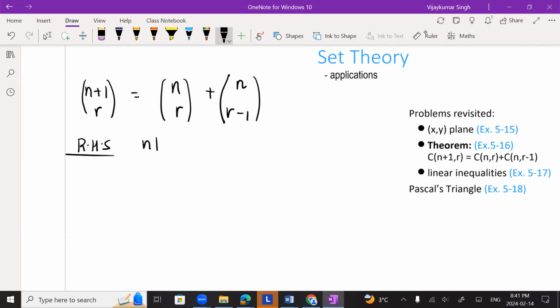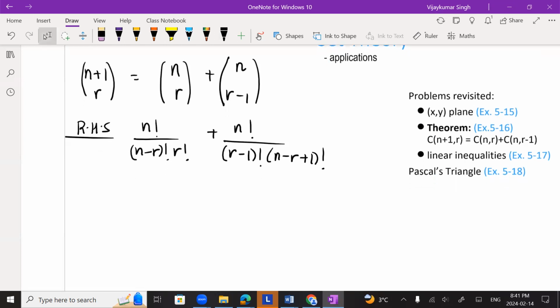So n choose r, what is the formula? n factorial divided by r factorial times n minus r factorial, plus n factorial divided by r minus 1 factorial times n minus r plus 1 factorial. This is the same as n factorial. Now let's see what we can do here.